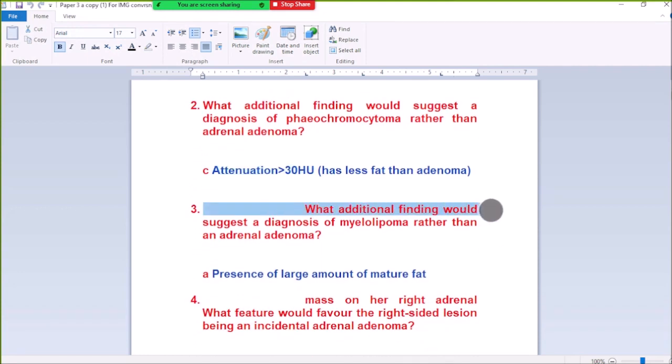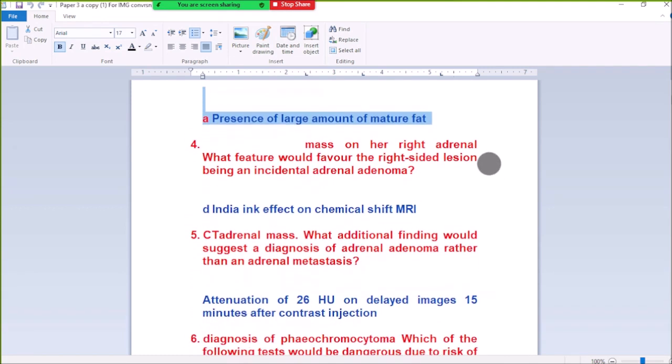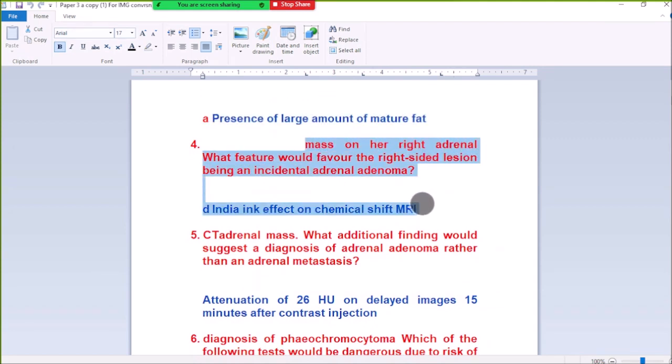Three: what adrenal finding would suggest a diagnosis of myelolipoma rather than adrenal adenoma? Presence of a large amount of mature fat. Four: a mass on the right side adrenal. What feature would favor the right-sided lesion being an adrenal adenoma? Intake effect on cumulative MI.